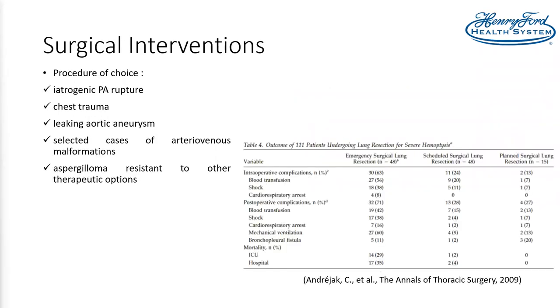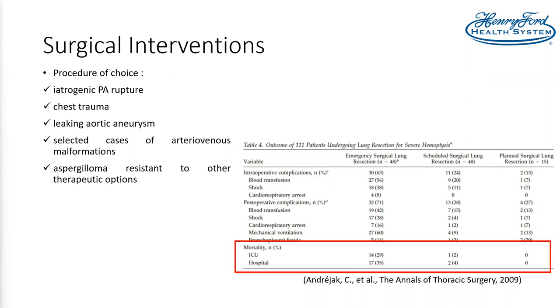Now, surgical intervention. Back in the 1990s, before bronchial artery embolization was so common, massive hemoptysis by itself was an indication for a thoracotomy. Now things have changed. And one of the main reasons is a very interesting study that was done in 2009 and published in the Annals of Thoracic Surgery.